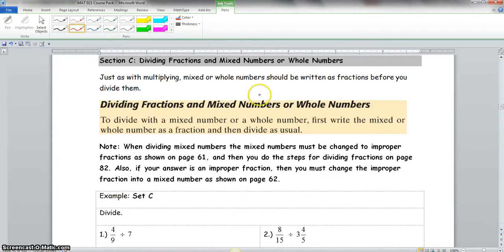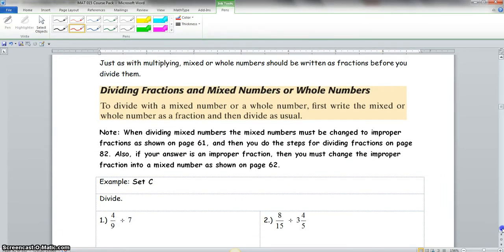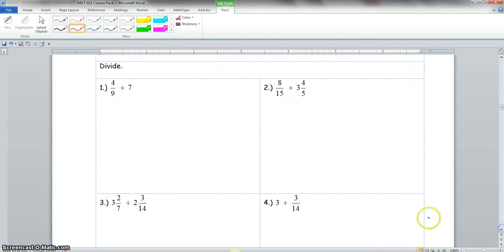Now, dividing fractions and mixed numbers or whole numbers. Now listen, we will follow the same process we did when we did the multiplication of mixed numbers and whole numbers. Whenever you're dealing with fractions, you must change any mixed number or whole number and make it into an improper fraction. So before we even change this to multiplication, we would make this 7 over 1.